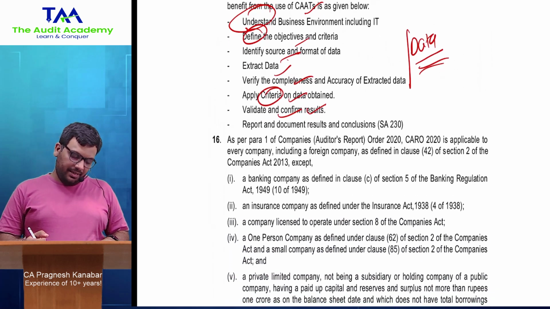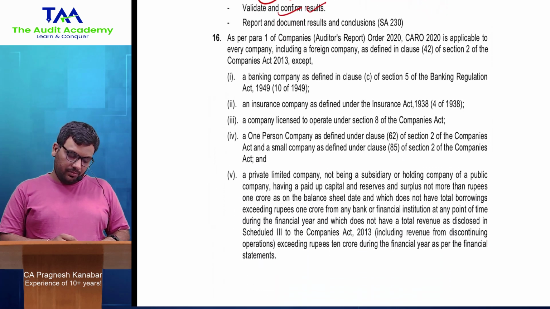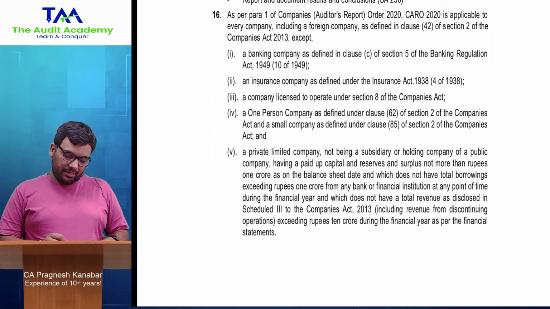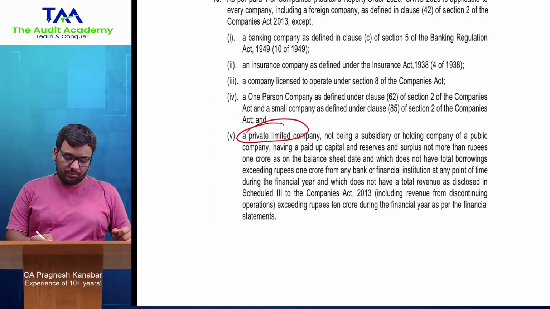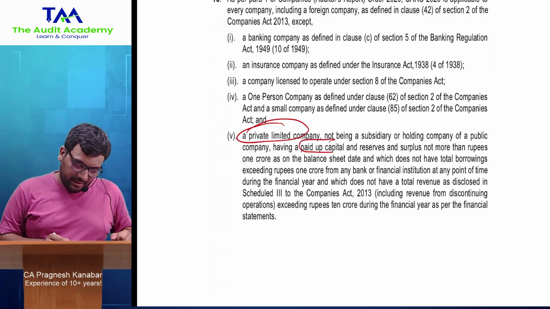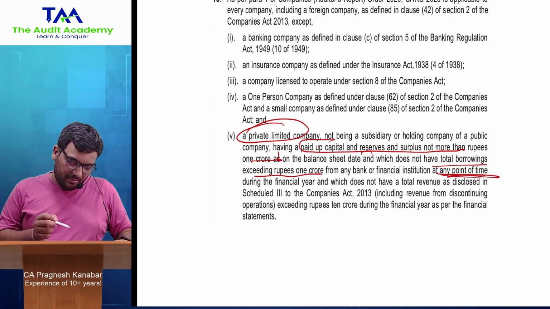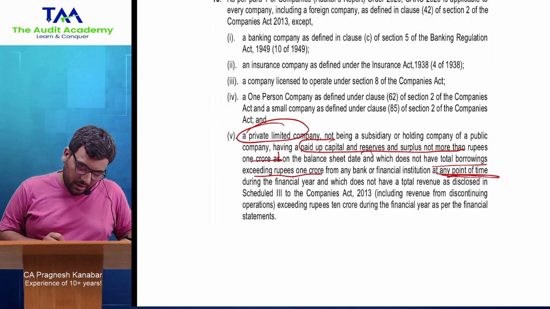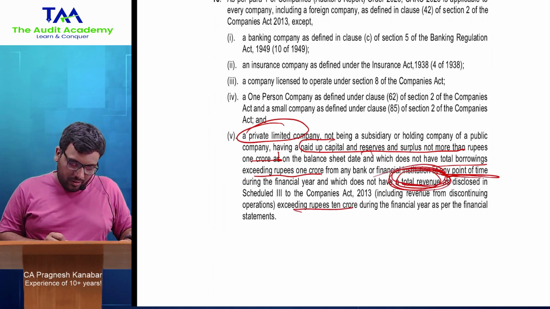So they have given the applicability of Caro. So private limited company, as you can see, paid up share capital, which is neither a holding nor a subsidiary of public company, तो वो तो condition उसमें fulfill था. Paid up share capital, reserves and surplus not exceeding 1 crore. Total borrowings not exceeding rupees 1 crore at any point of time, but it exceeded at some point of time. However, the main game over here was of the turnover. Total revenue, that is turnover plus other income, not exceeding rupees 10 crore.